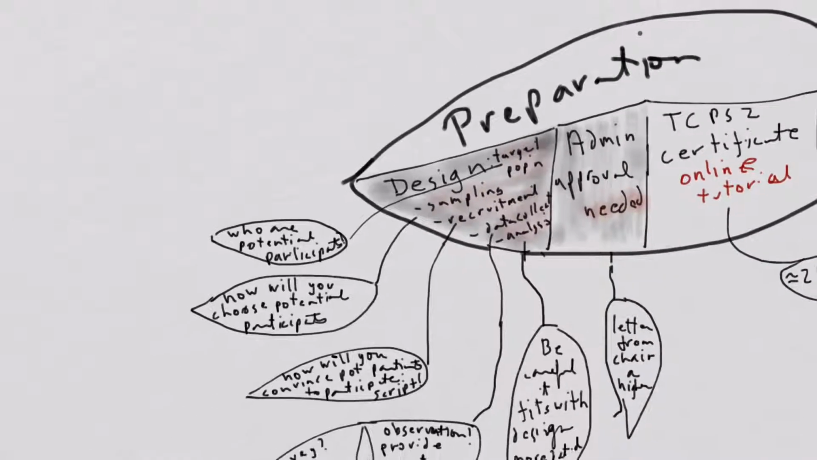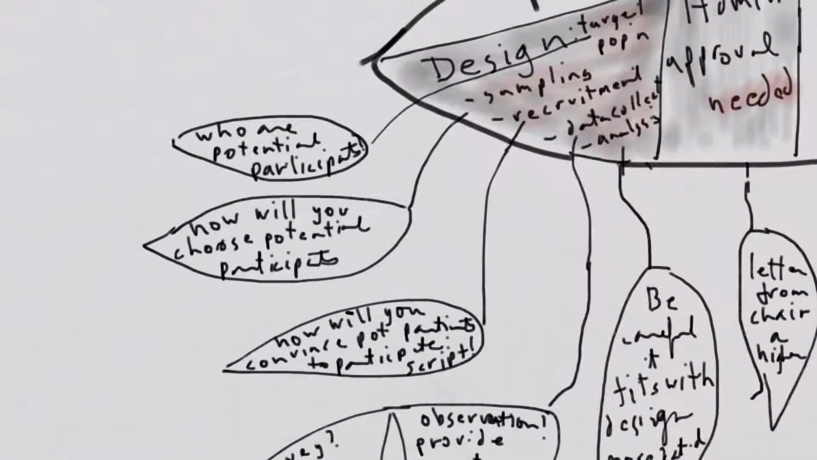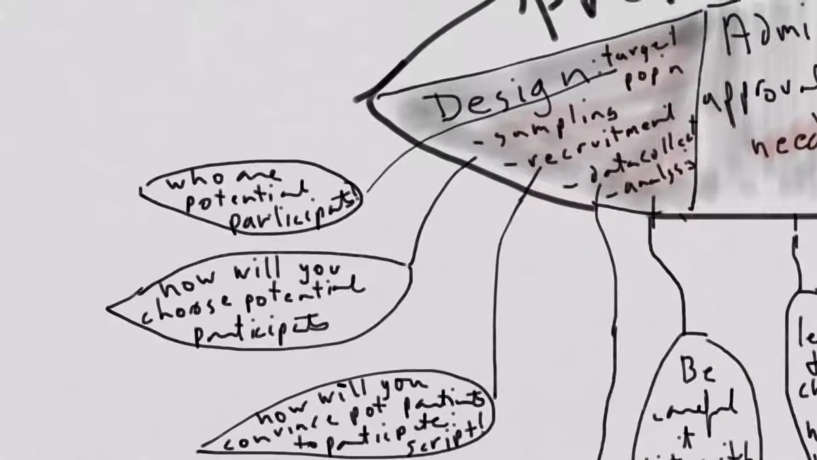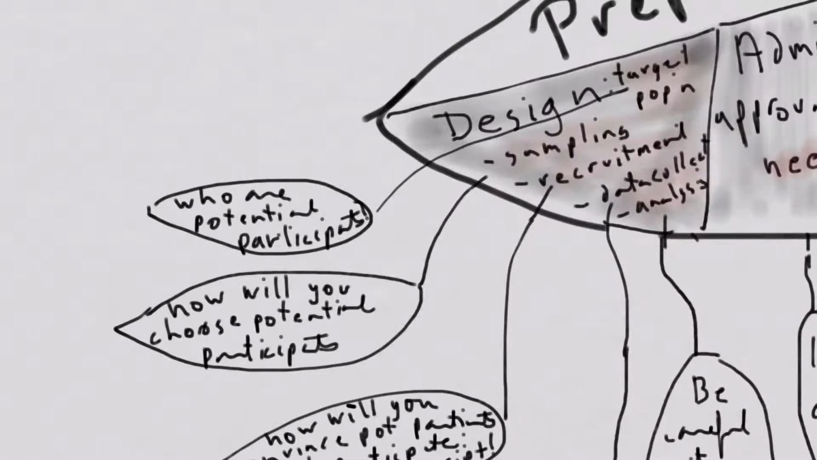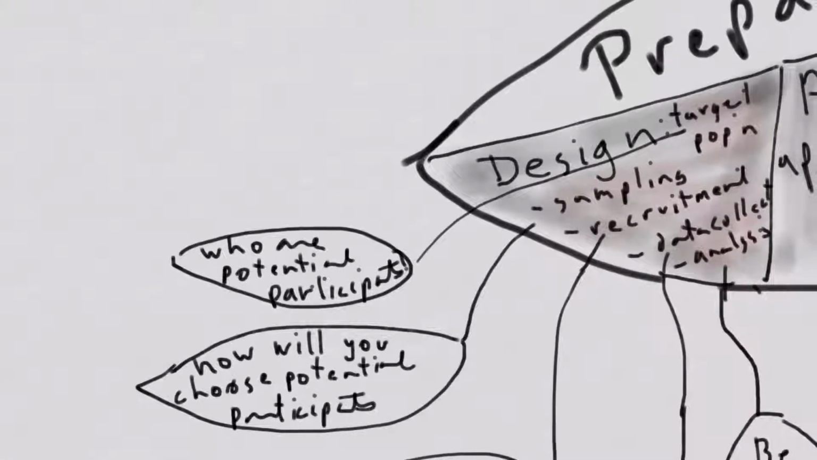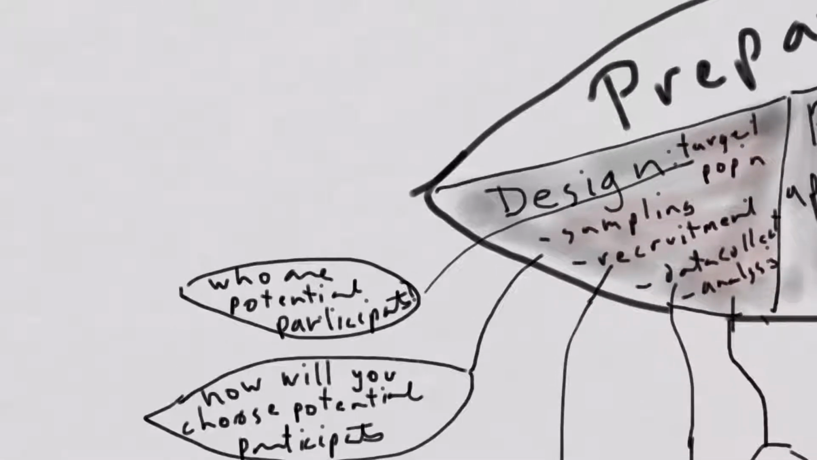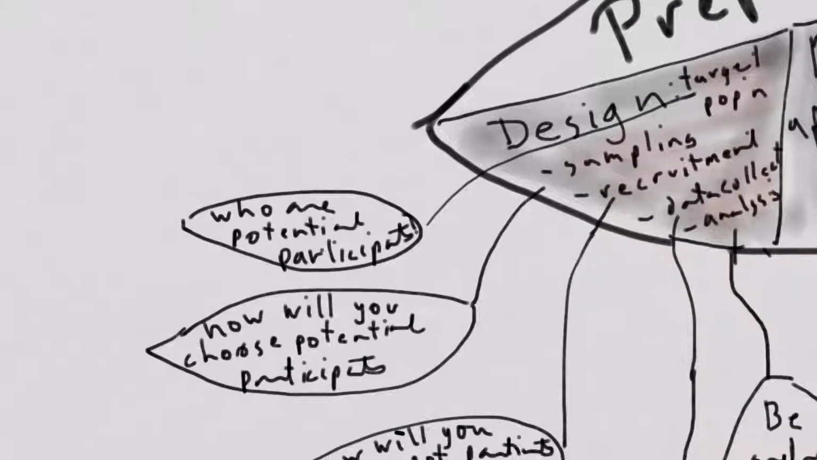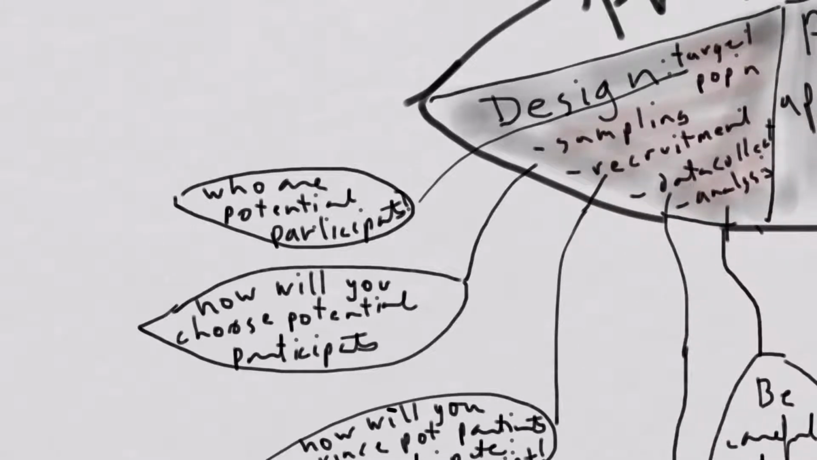Design. Research design, as anybody who knows research methods, is made up of target population, sampling, recruitment, data collection, and data analysis. Those are the fundamental elements of research design. Of course, you have to think about whether it is quantitative or qualitative, but this is built into it. For target population, what's important to the REB is who your potential participants are, and you need to think about that very clearly as researchers before you apply.